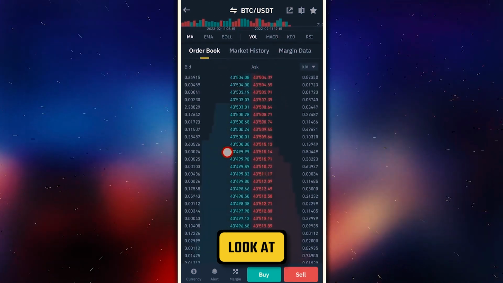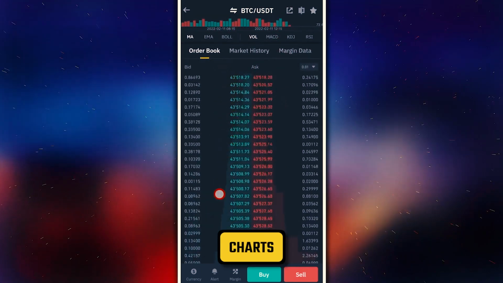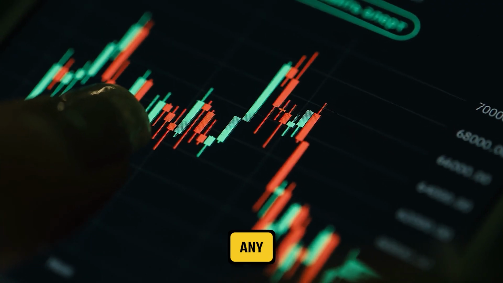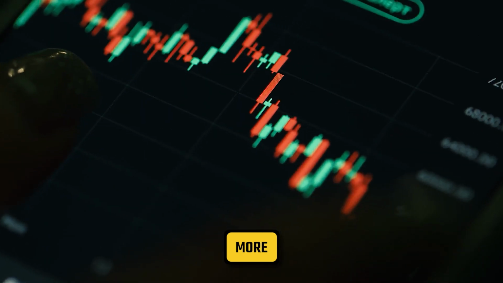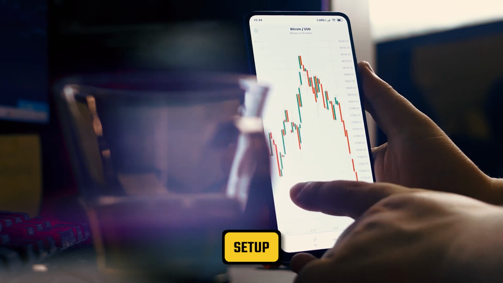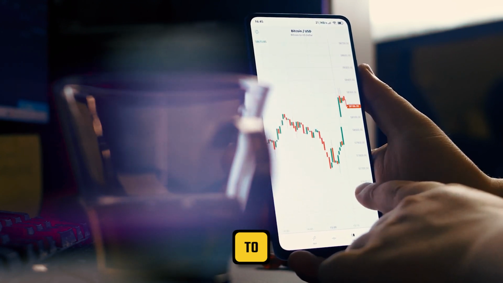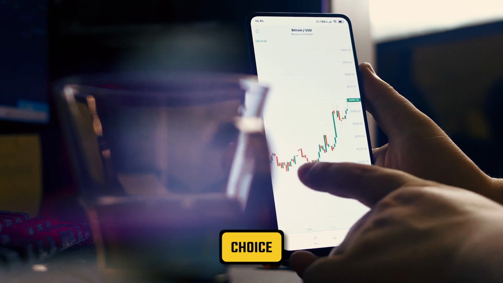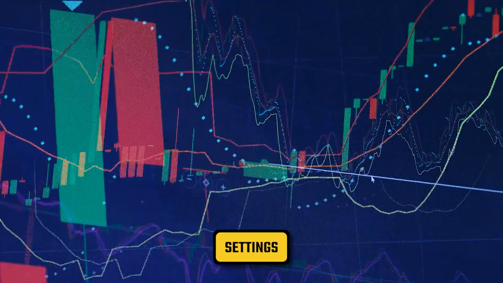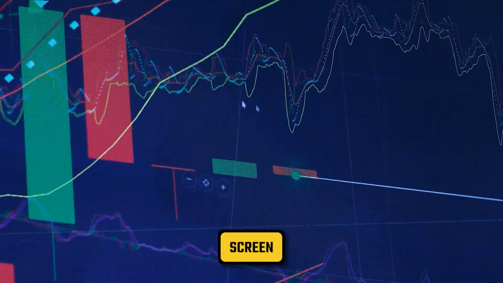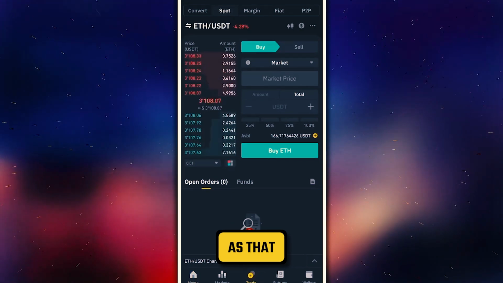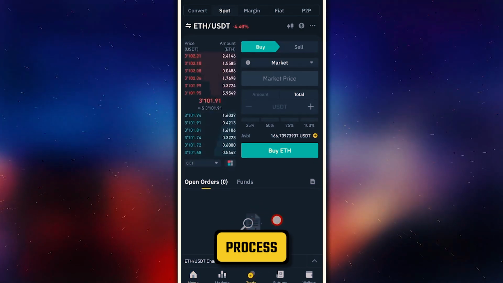Now, let's take a look at how to set up multiple charts. Setting up multiple charts is straightforward. Start by opening any chart and selecting More. Then choose Multiple Charts, after which you'll click the Setup icon and click on Add to incorporate new tokens of your choice. Finally, you can adjust your time frame, indicators, and column settings to fit the charts onto your screen size by selecting icons. It's as easy as that. As you can see, it's a simple process.